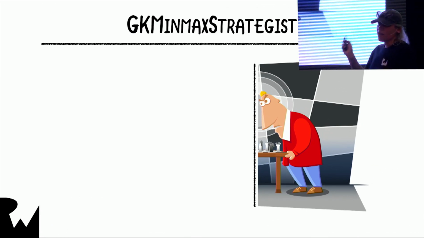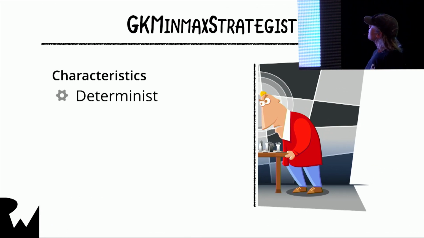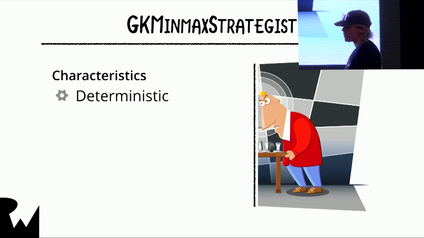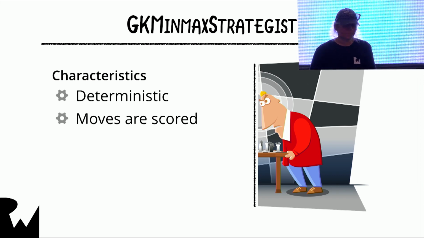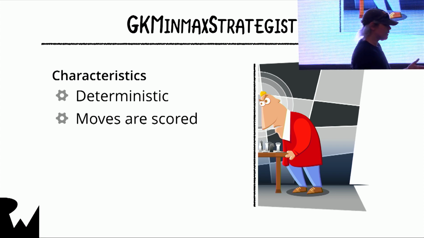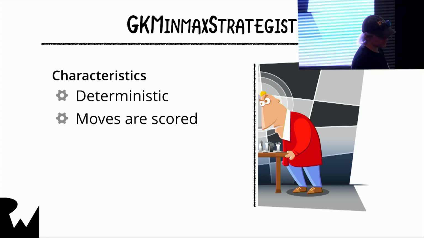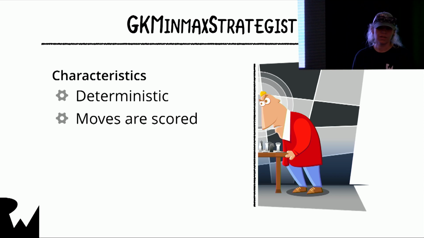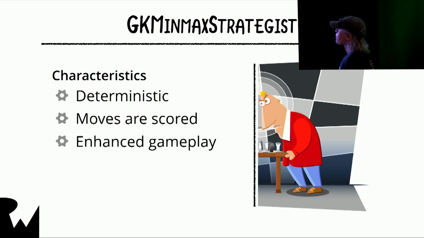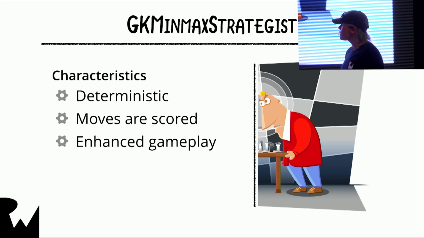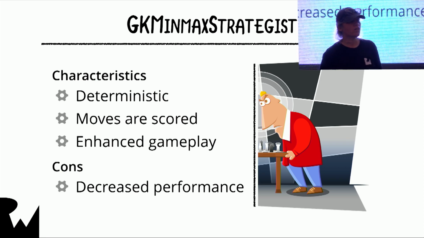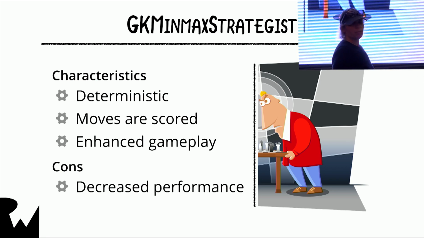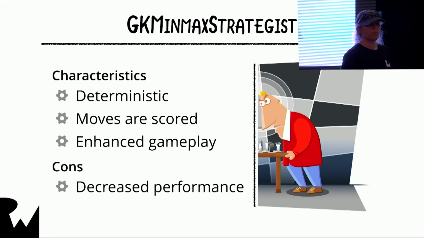The GKMinmaxStrategist, on the other hand, is deterministic. And with deterministic, the moves are scored. He cares about, well, how much will I get if I make this move? How much will I get if I make that move? But when you're doing that, you do get enhanced gameplay, but you also get decreased performance, because it's got to think, all right, well, if I make this move, is it going to be less or more advantageous for me or my opponent?